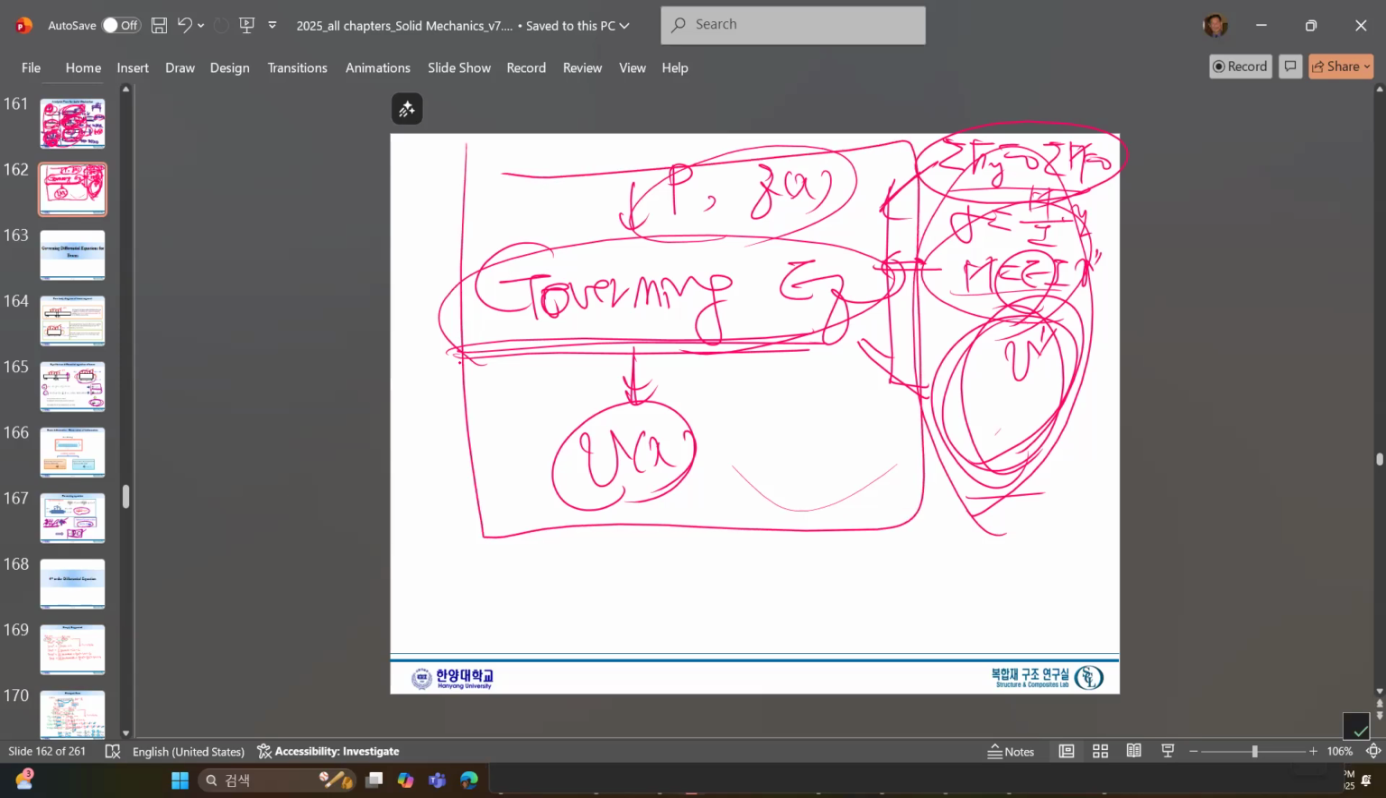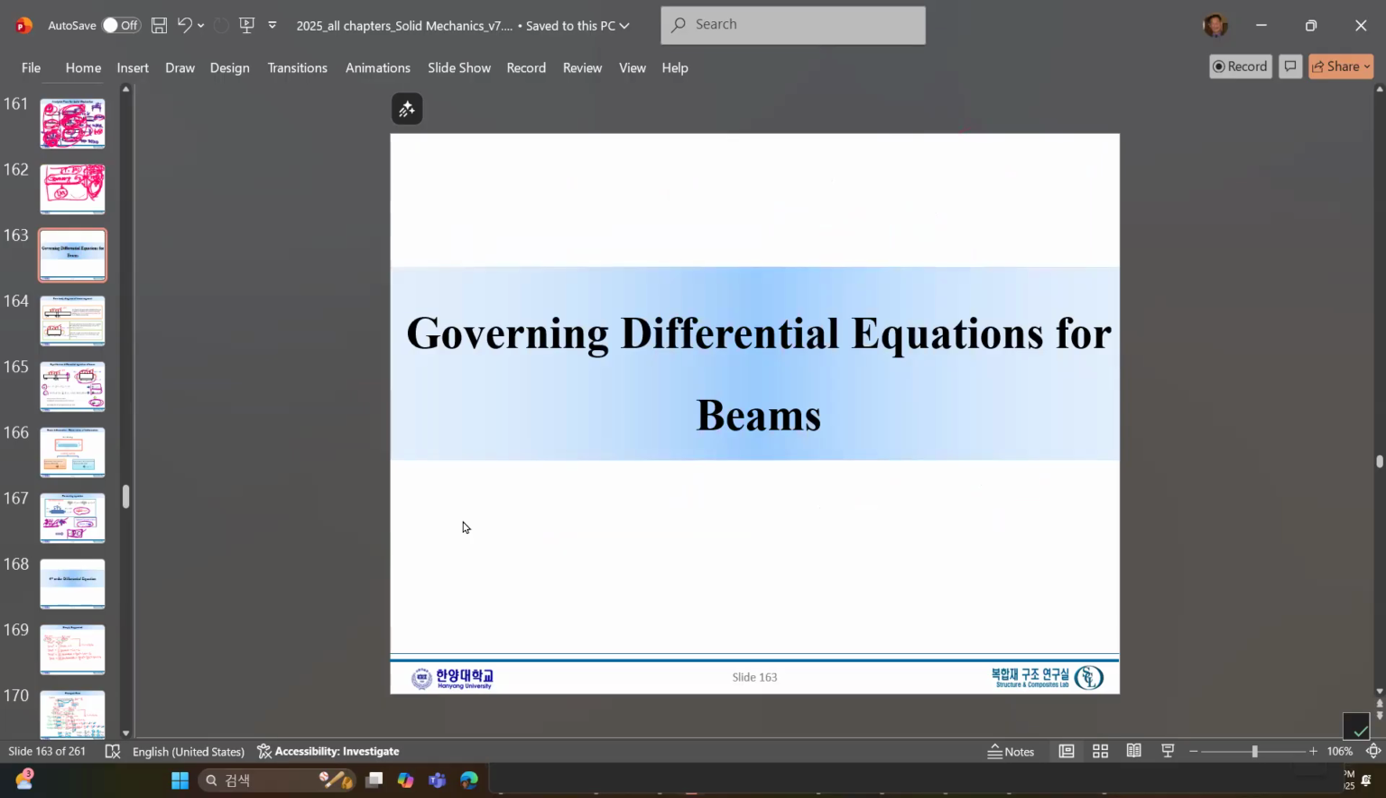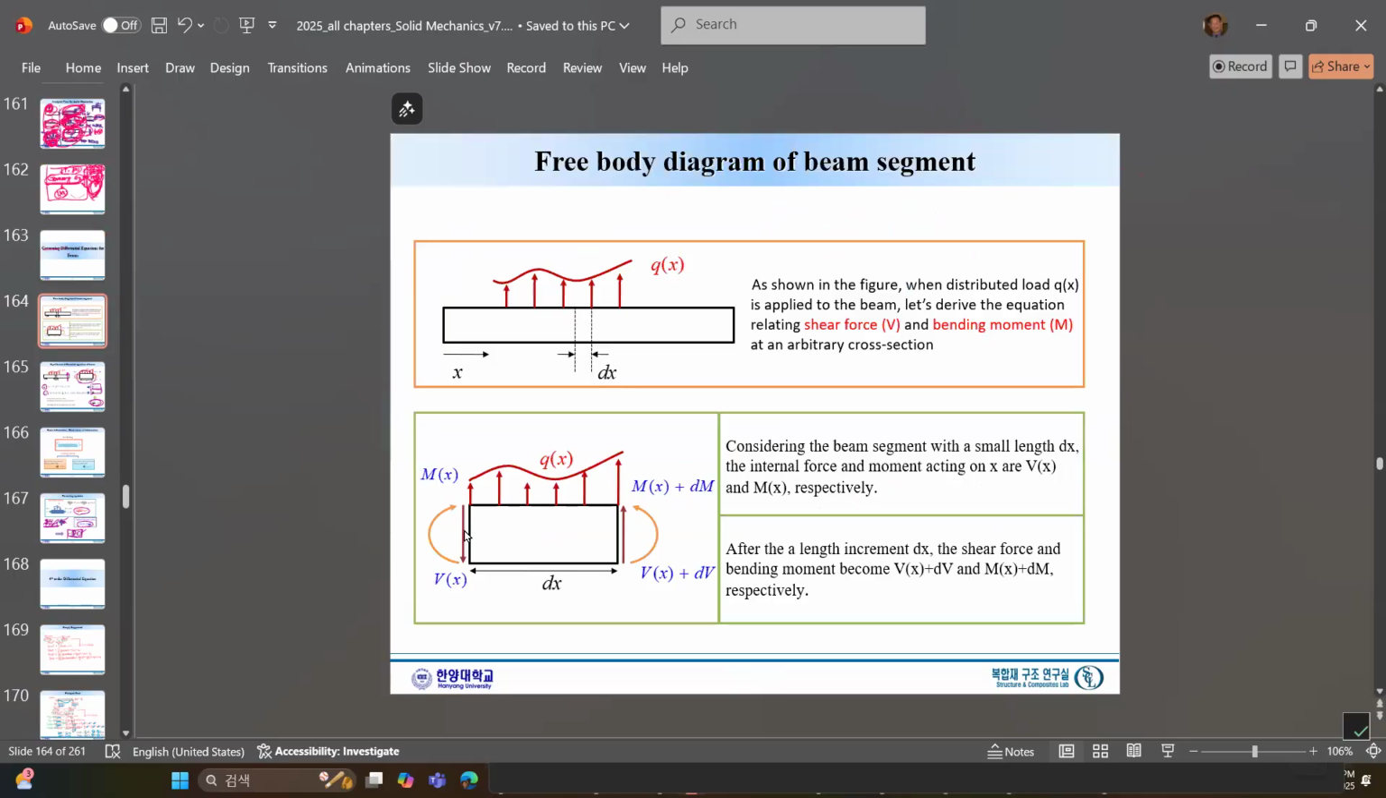Remember, we have to consider equilibrium and these moment curvature equations, and that is what the carbonic equation is. So that's why the next subject is the carbonic differential equation. This carbonic equation happens to be a differential equation: the carbonic differential equation for beam. So this subject comes up, and I'm reminding you once more.